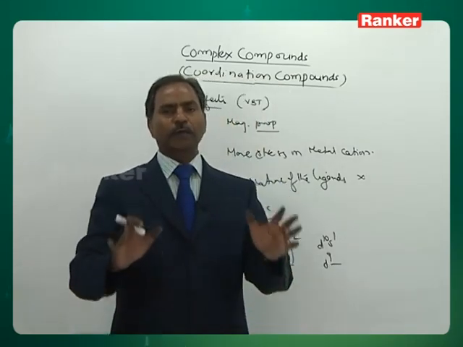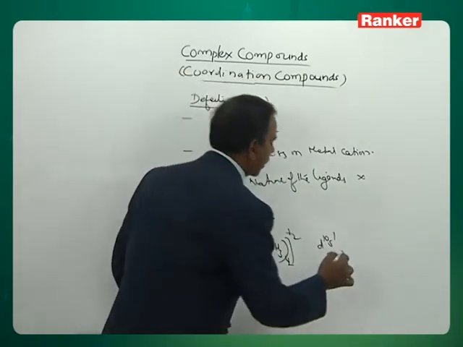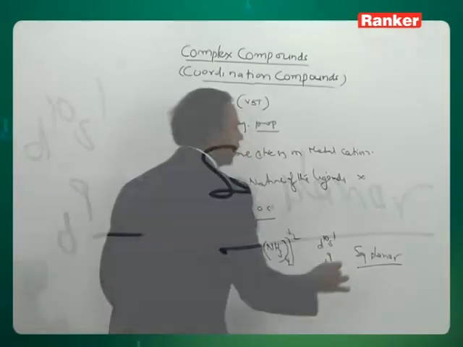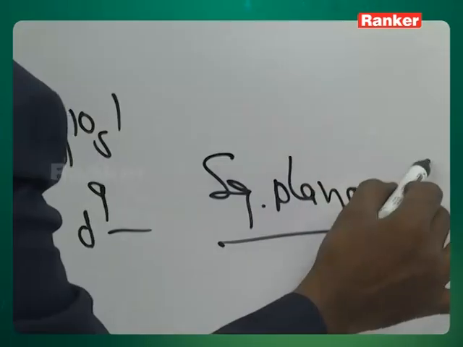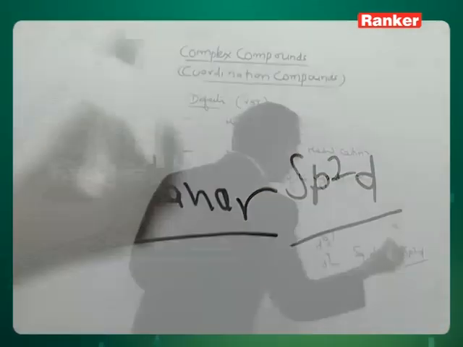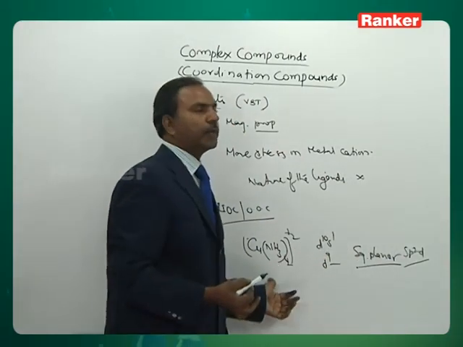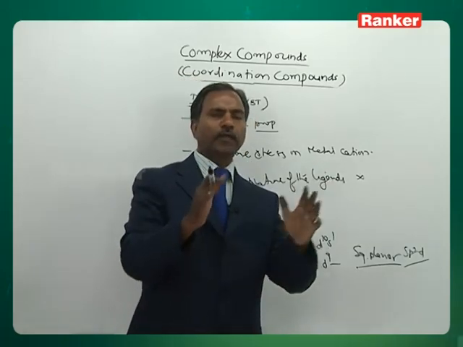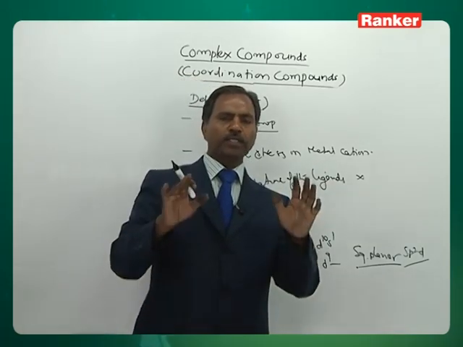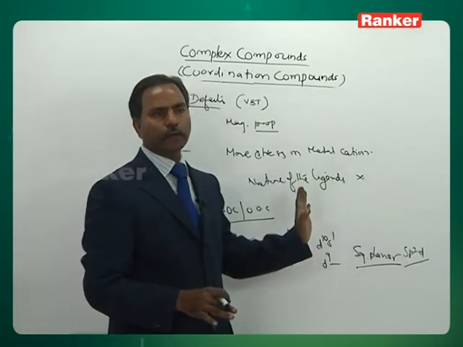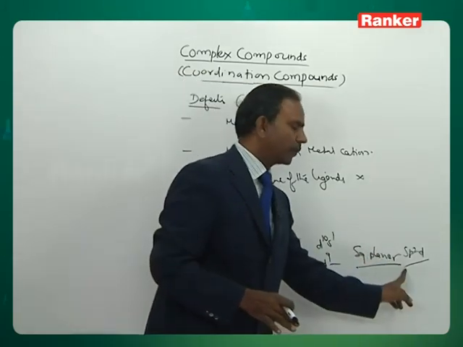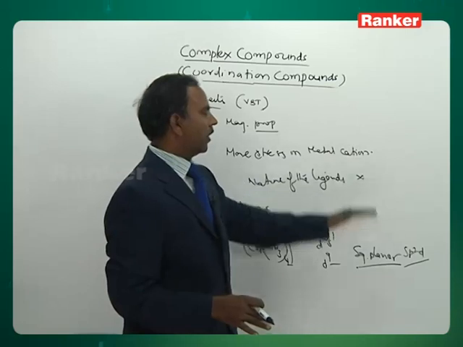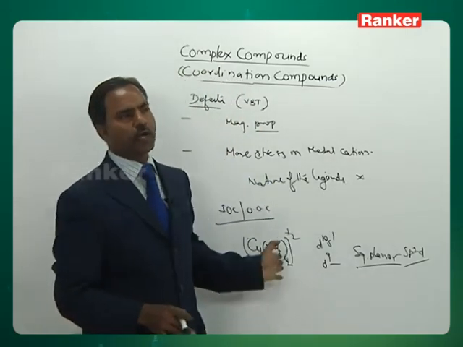But remember, experimental results show it is square planar. The hybridization is also a little bit abnormal. It is dsp2 hybridization. So according to valence bond theory we would say sp3 and tetrahedral, but experimental results give the information that it is square planar with dsp2 hybridization. In this way, these are some of the defects of valence bond theory.